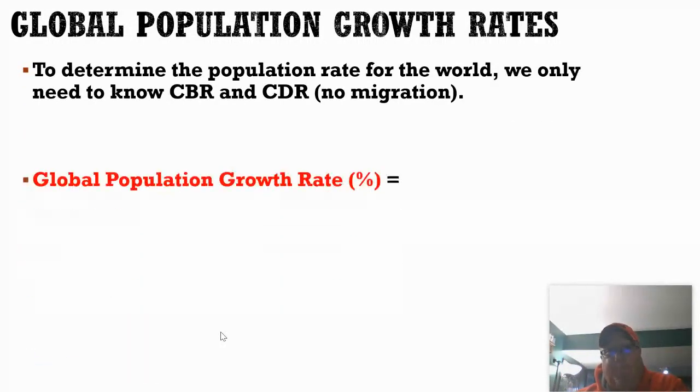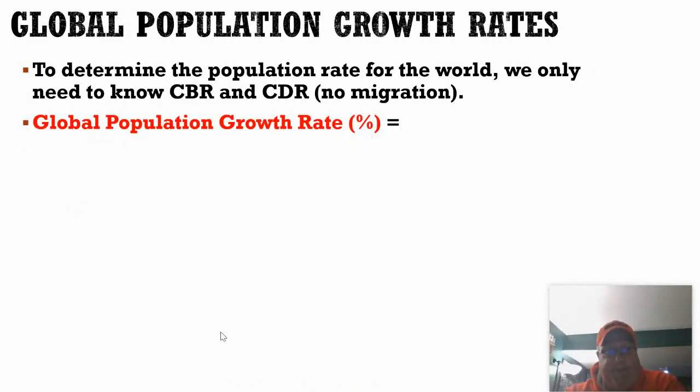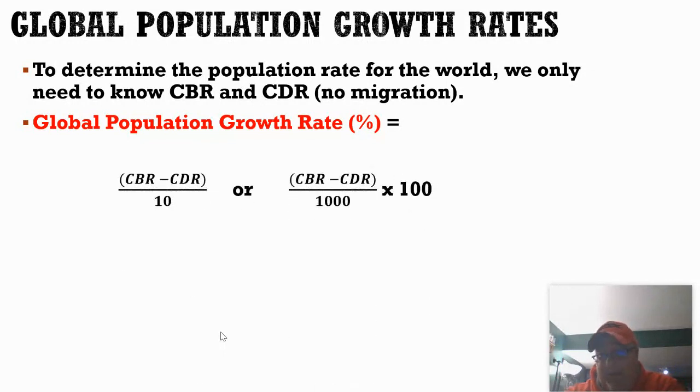Now, if we're going to figure out a growth rate for, let's say, the planet, like what the growth rate is for the whole planet Earth, that means all the countries together, all the nations of the world, all we have to know is crude birth rate and crude death rate. We don't have to know anything about migration because nobody's migrating off the planet. Nobody's immigrating here from another planet. So migration doesn't even come into account. So as long as you know the CBR and the CDR, then you can figure out what the growth rate is.